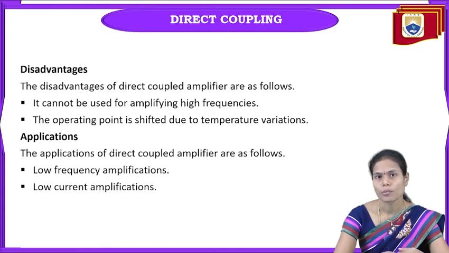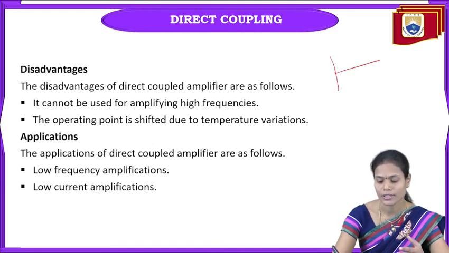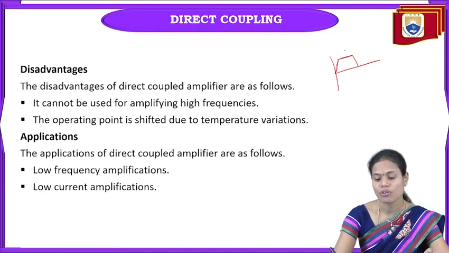And in this case, the operating point is shifted due to temperature variations. Okay, if we vary the temperature conditions of this circuit, the operating point shifts towards the cutoff region or towards the saturation region. Once the operating point shifts into the cutoff or the saturation region, there is clipping in the output signal. If it shifts into the saturation region, there is clipping in the positive half cycle. And if the operating point shifts into the cutoff region, there is clipping in the negative half cycle.